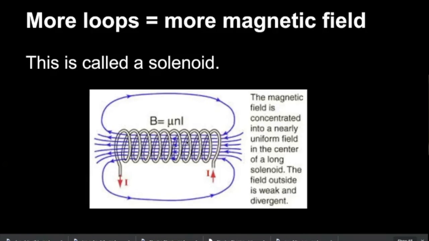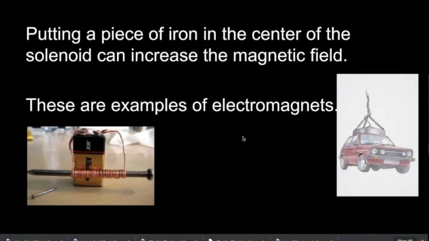If you have many loops of wire, you create what's called a solenoid. And that, again, is an electromagnet, but the strength of the field is on the inside of the coils. And you can make really, really strong magnets doing this. And you can electrify copper and things that are typically not magnetic to create these magnetic fields.